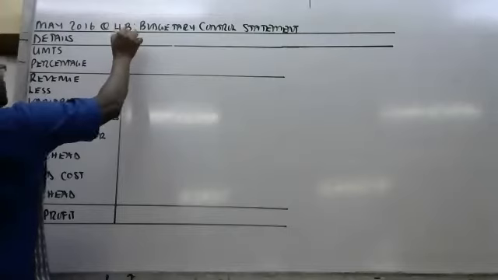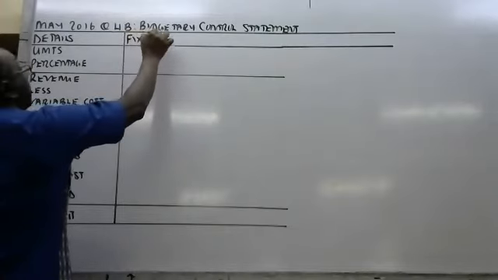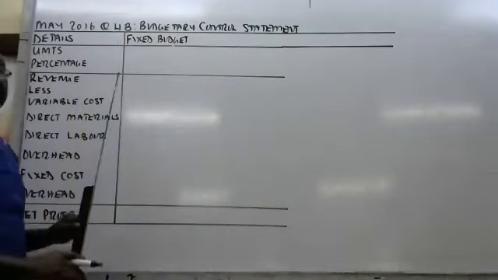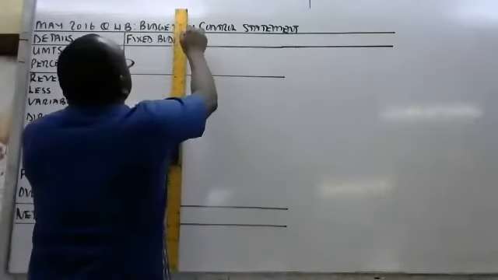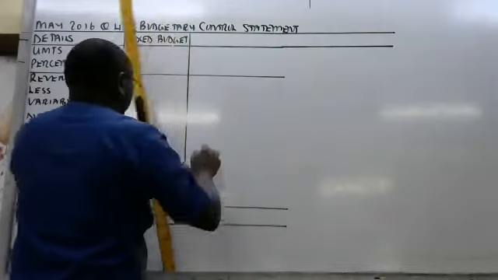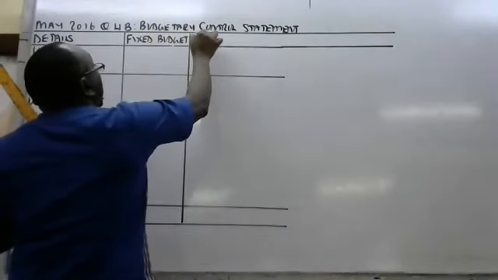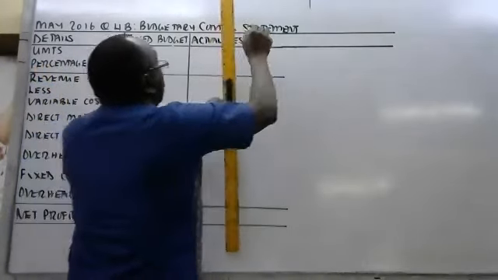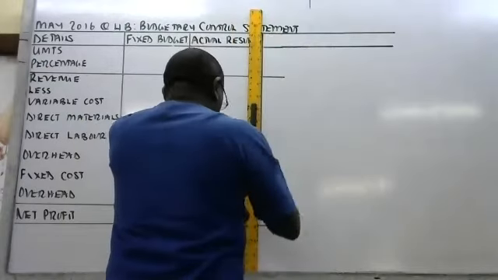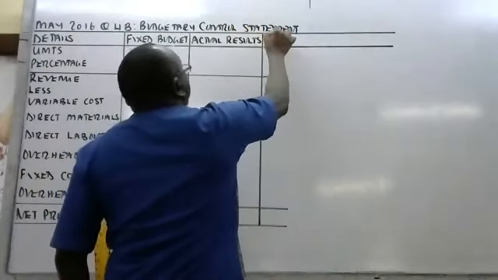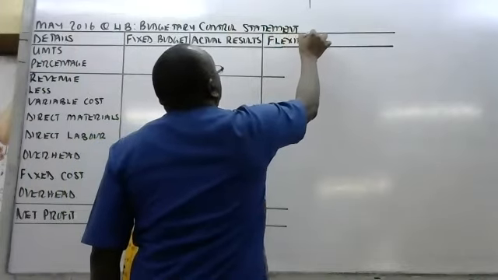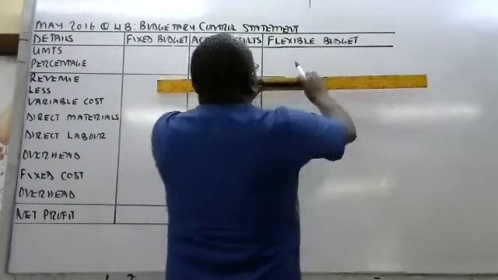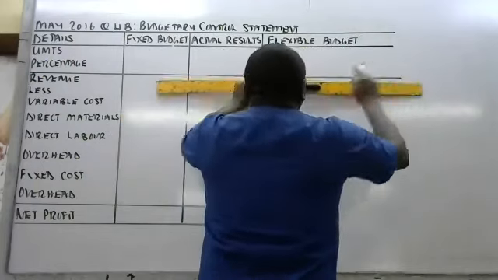So we have the fixed budget. Remember, the fixed budget is the original budget, so don't make it as workings. Then I have actual results. Even this one, I don't think it has workings. In the workings is the flexible budget. So this is the one that we will wait to see how far it will get.